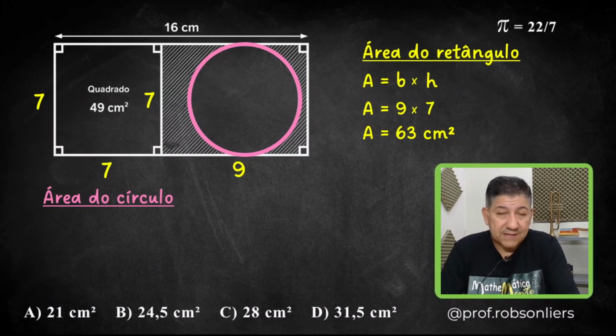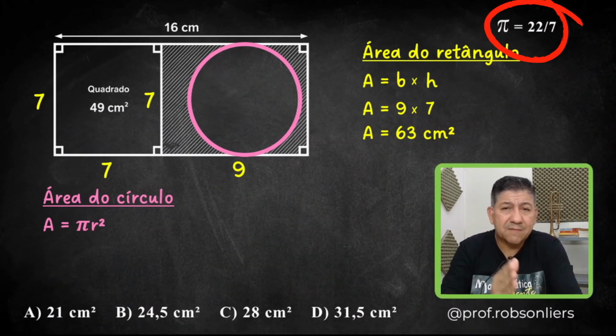Now that we already have the area of the rectangle, we need to calculate the area of the circle. To find the area of the circle, the formula is this one here. The area is equal to pi times the radius squared. And the problem already gave us here that we should use 22/7. It's right there, okay?